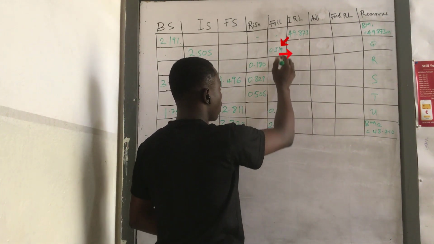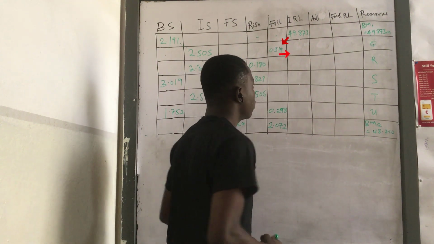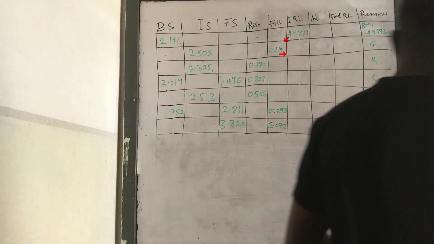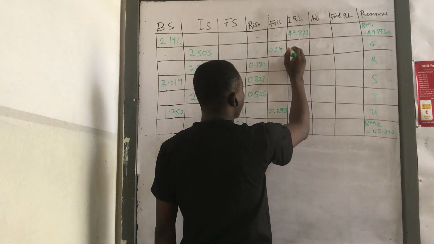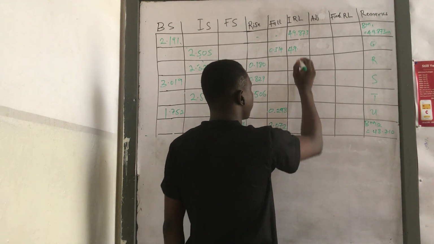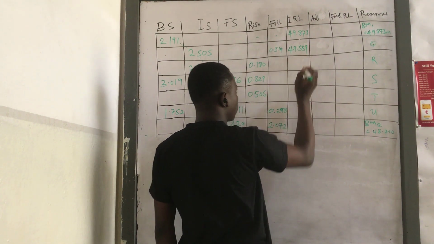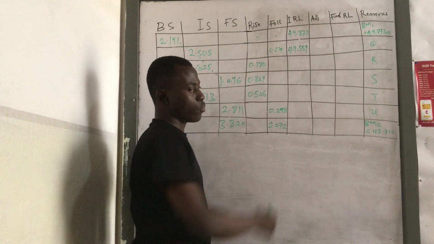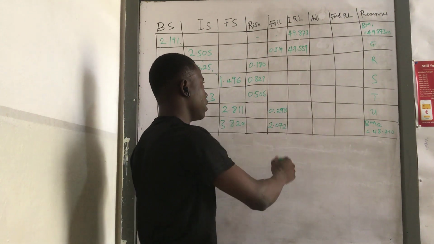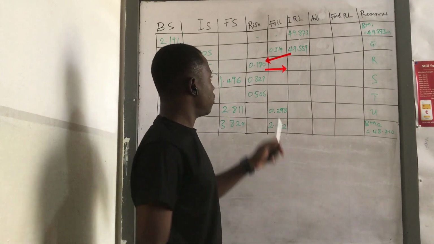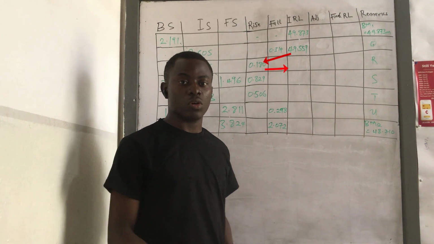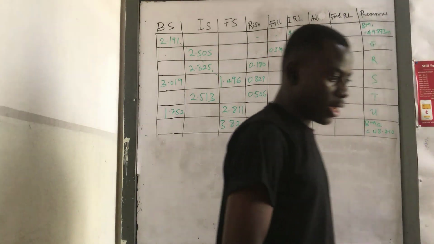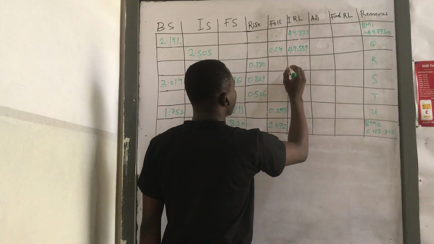So 49.873 plus minus 0.314. Just the same as saying minus. That would be 49.559. It's just like saying 49.873 minus 0.314. So with this 49.559 plus 0.180 because it's on the rise column, we get 49.739.